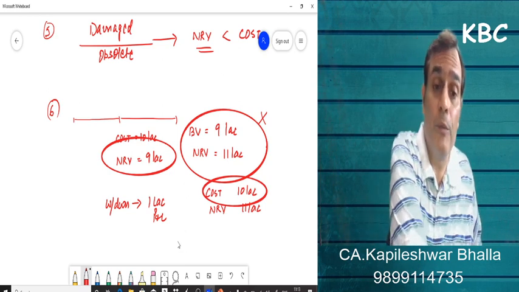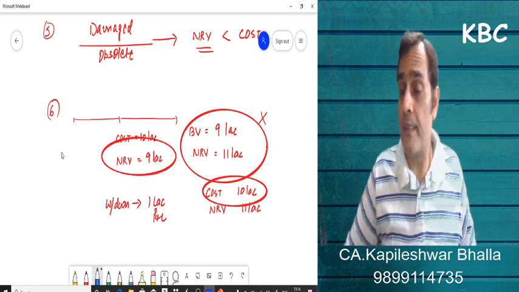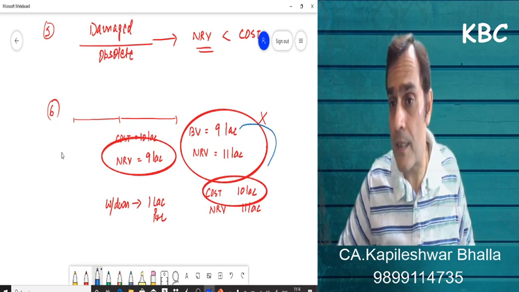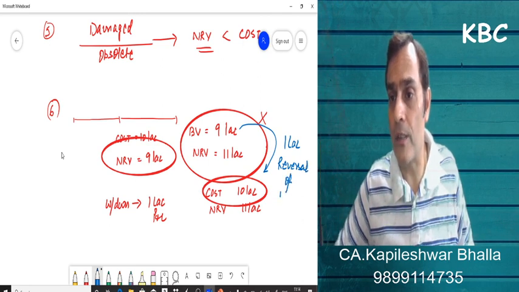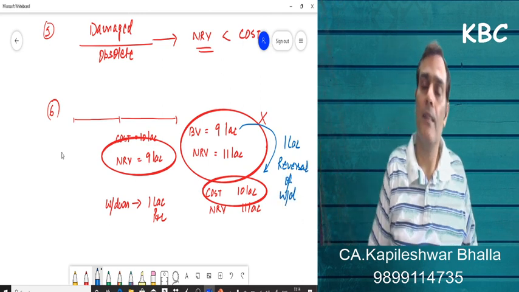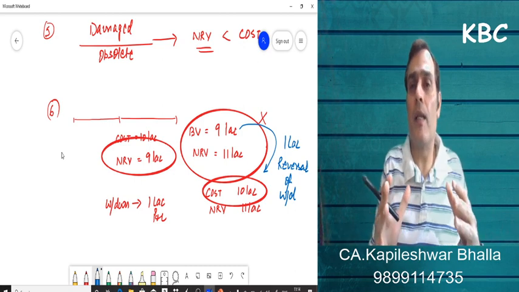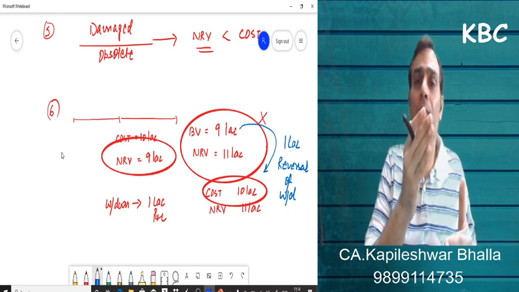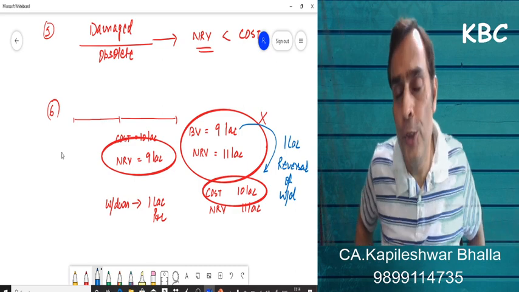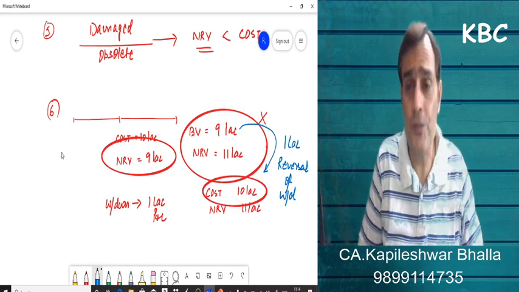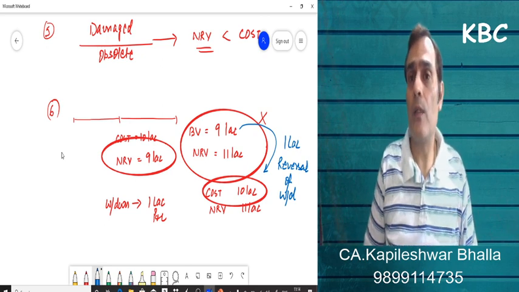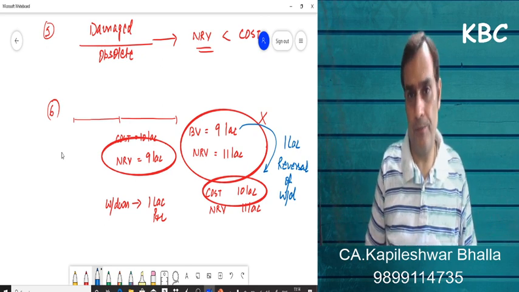Now, if the inventory can be taken at 10 lakh, that means you can increase this inventory by another 1 lakh, which means you can go in for a reversal. Technically, we can say a reversal of the write down. That means whatever is the write down of inventory which is made on the first balance sheet date, you can reverse that at the end of the second balance sheet date.